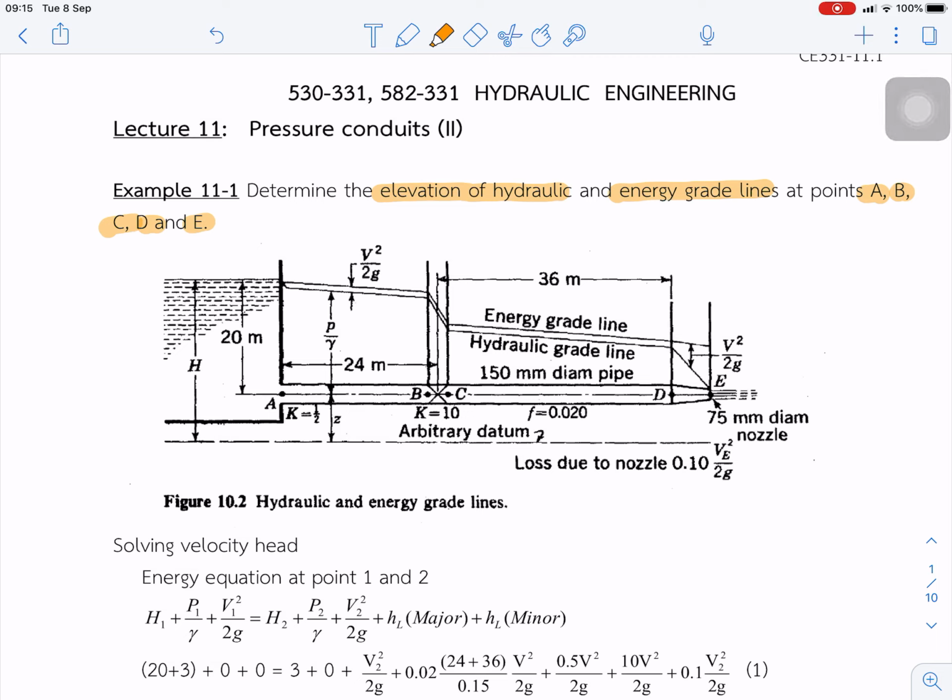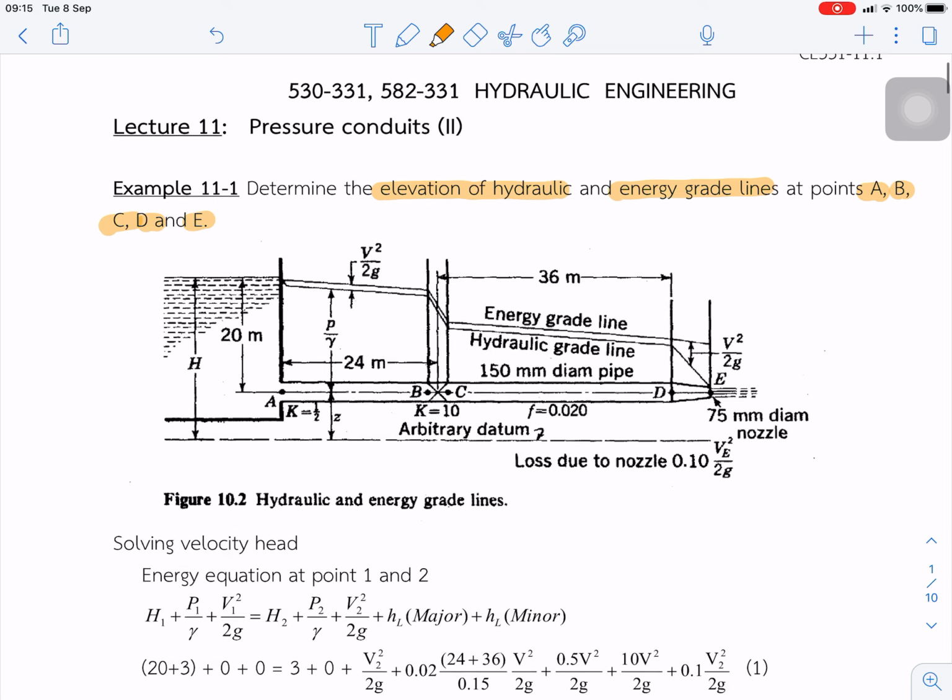For pressure pipes, the energy grade line and hydraulic grade line are similar to, compared to, open channel flow. We draw the water surface profile in open channel flow, but in terms of pressure flow, we have to sketch and draw the hydraulic grade line and energy grade line.